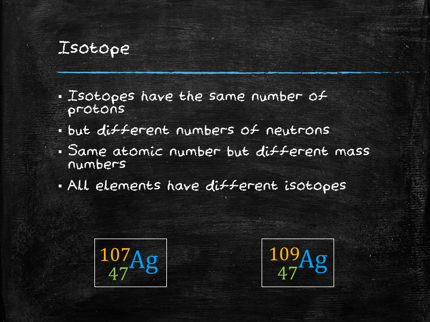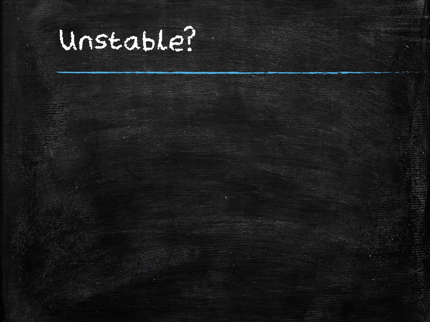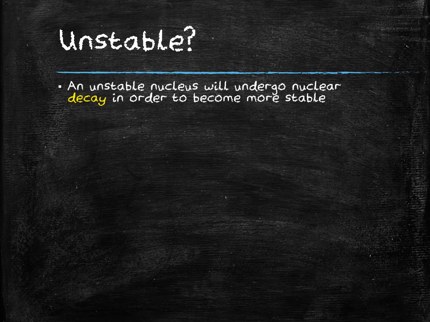All the elements have isotopes. Literally every single element, even hydrogen, has isotopes, right, where there are neutrons attached to those protons inside the nucleus. Right? Some of them are unstable. But what does unstable mean? Well, an unstable nucleus will undergo nuclear decay in order to become more stable.